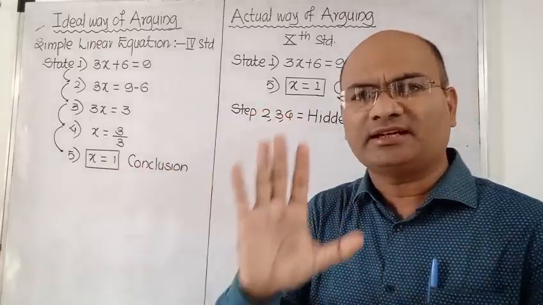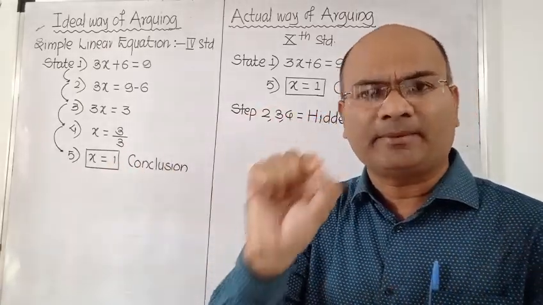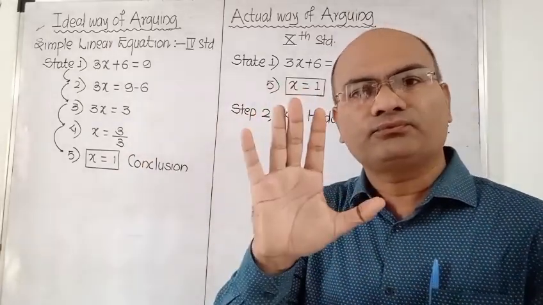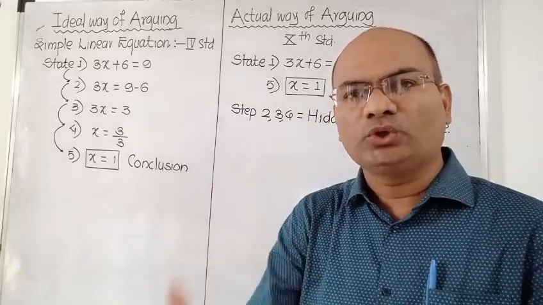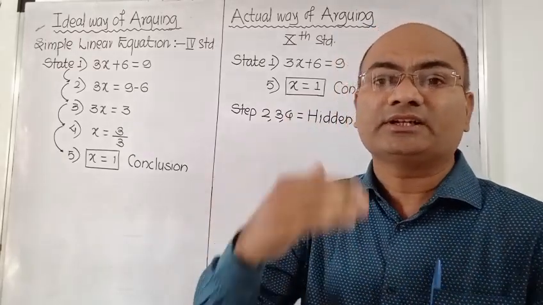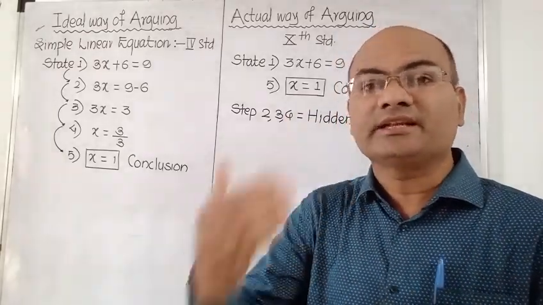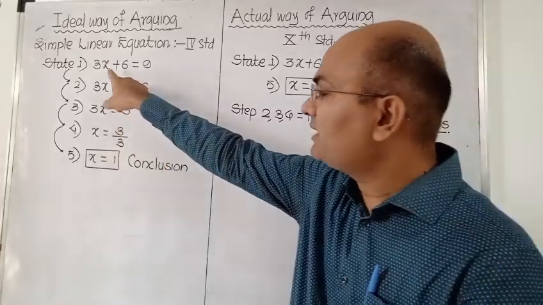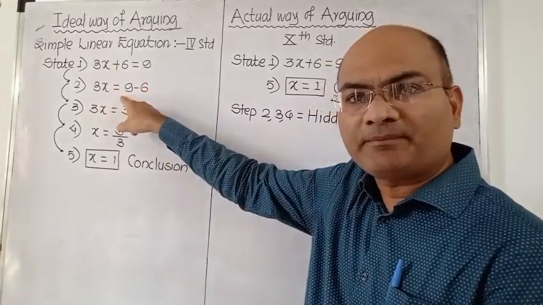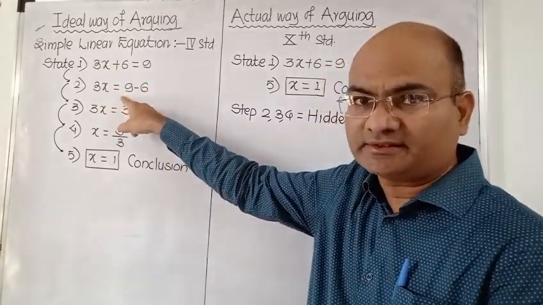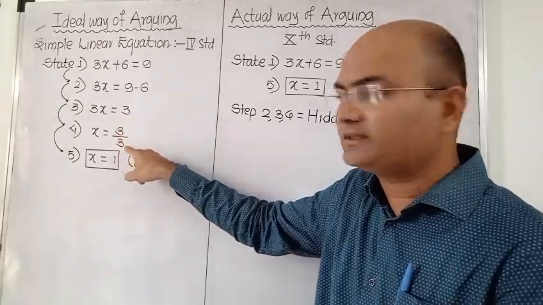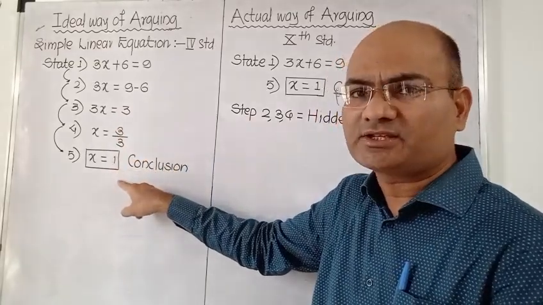Let us understand this basic concept by a simple mathematical passage, a simple linear equation. Assume that we are in the 4th standard and the teacher told you to solve this linear equation. Step number 1: 3x plus 6 is equal to 9. Step number 2: 3x is equal to 9 minus 6. Step number 3: 3x is equal to 3. Step number 4: x is equal to 3 by 3. And lastly we say x is equal to 1.